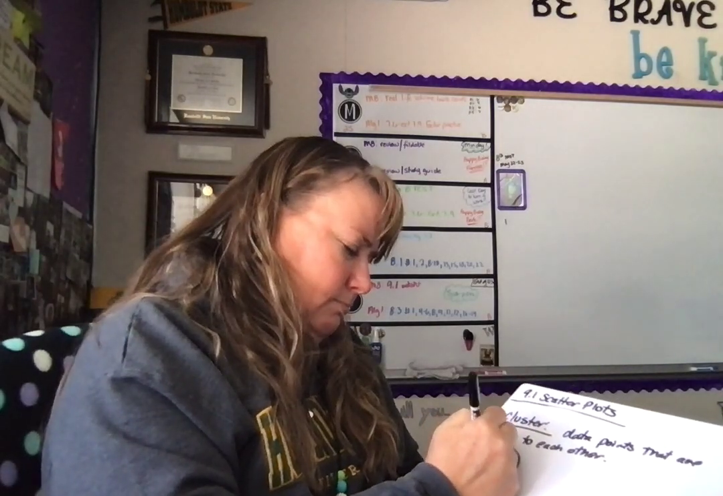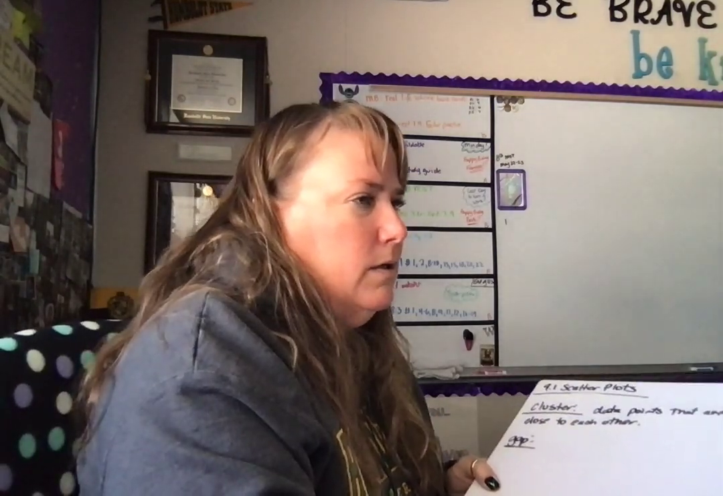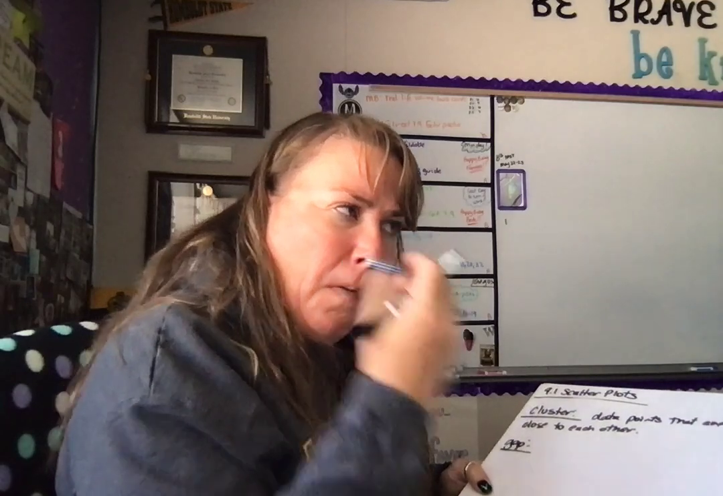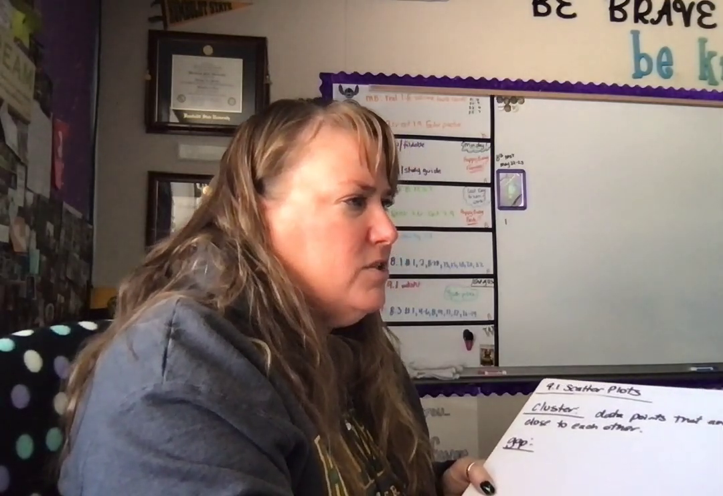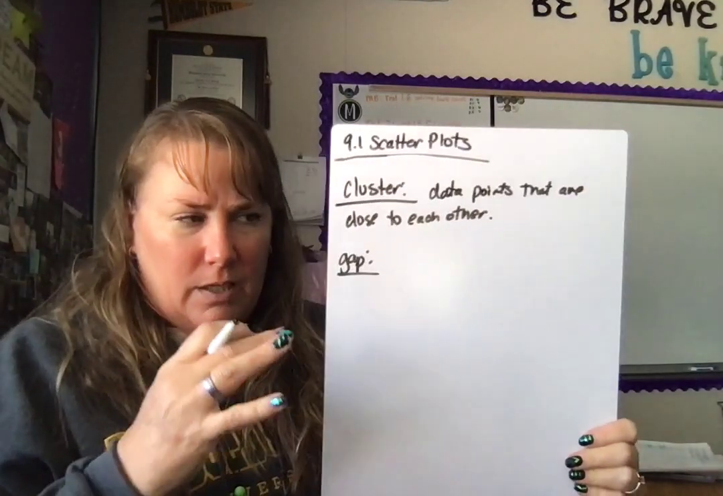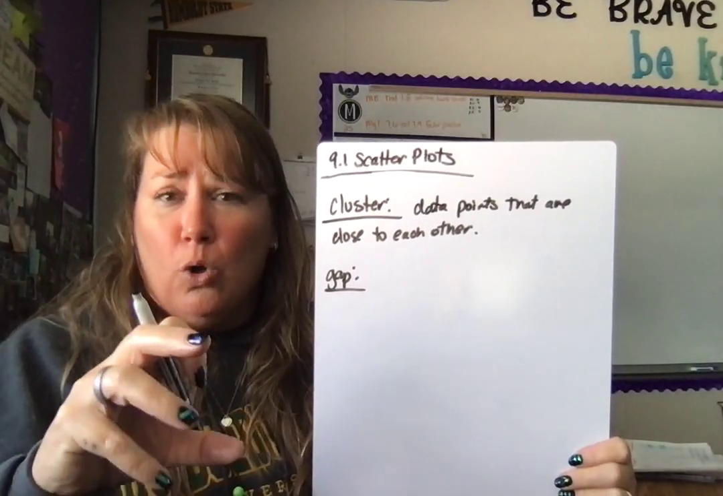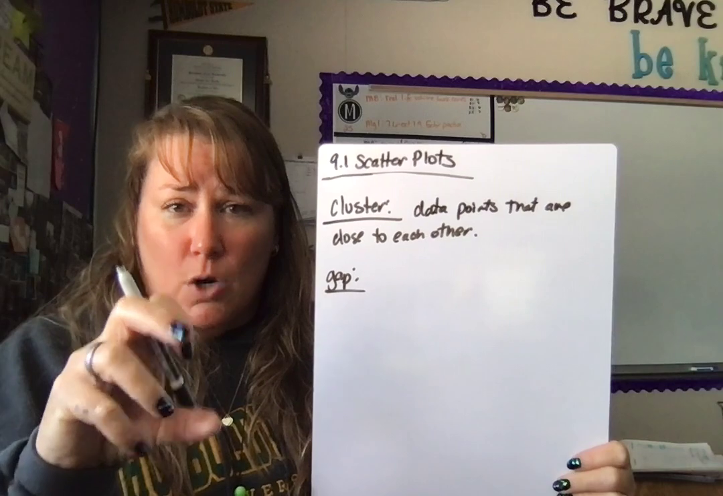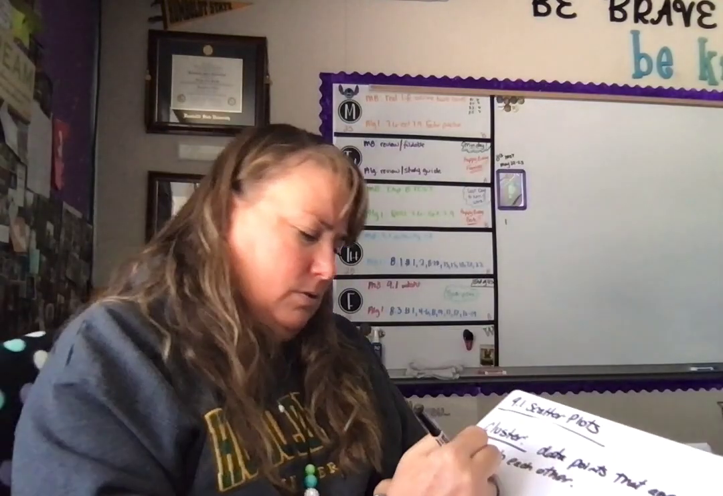The next one is a gap. Okay. And so when we're talking about a gap in a scatter plot, it's really a hole. It's a hole in the data where there's no information. So, a hole in the data with no information.